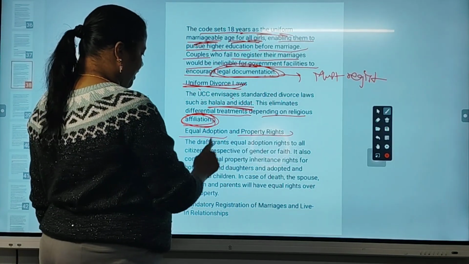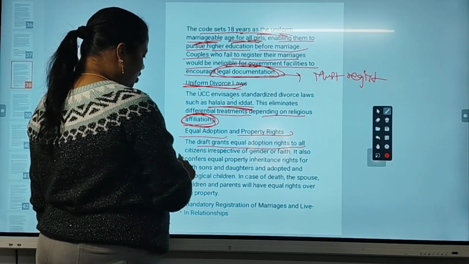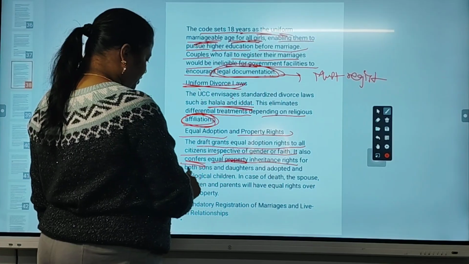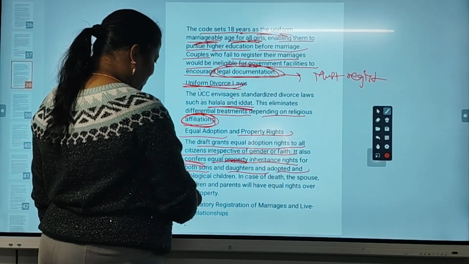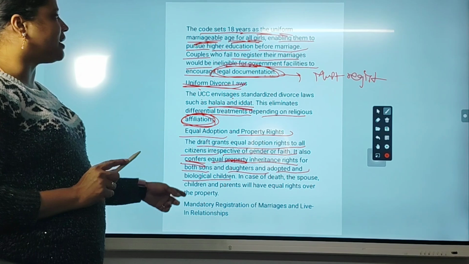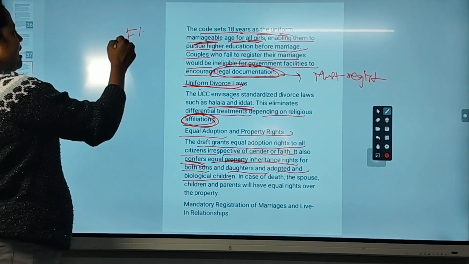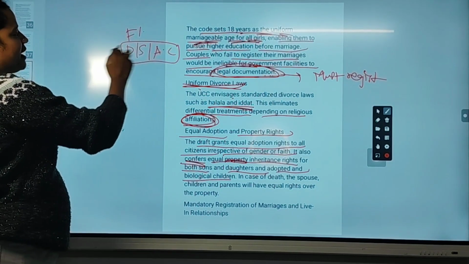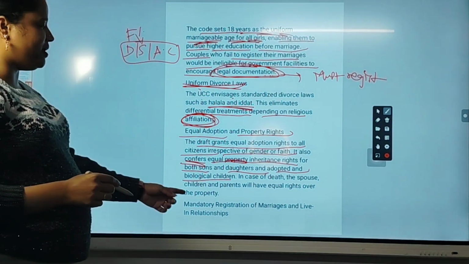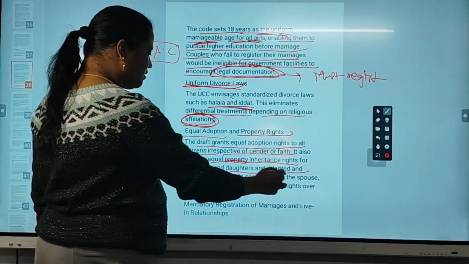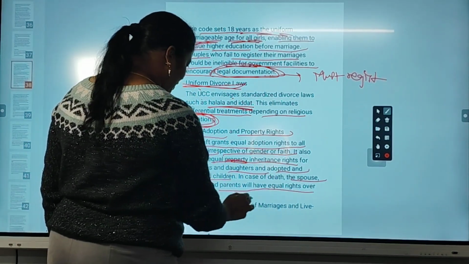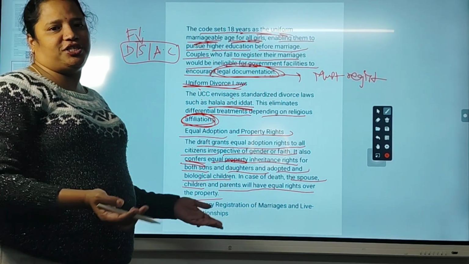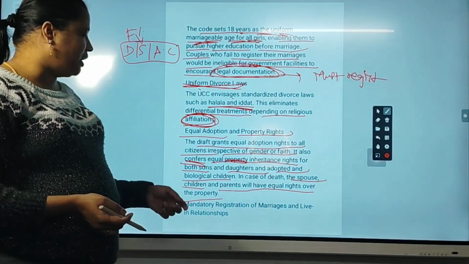Equal adoption and property rights. The draft grants equal adoption rights to all citizens irrespective of gender or faith. It also confers equal property inheritance rights for sons, daughters, and adopted and biological children. So son, daughter or adopted child must have equal rights on the property of the father. That has been given in the UCC bill. In case of death, the spouse, children and parents will have equal rights over the property. In the death of a person, his wife, parents and children will have equal rights over that person's property.